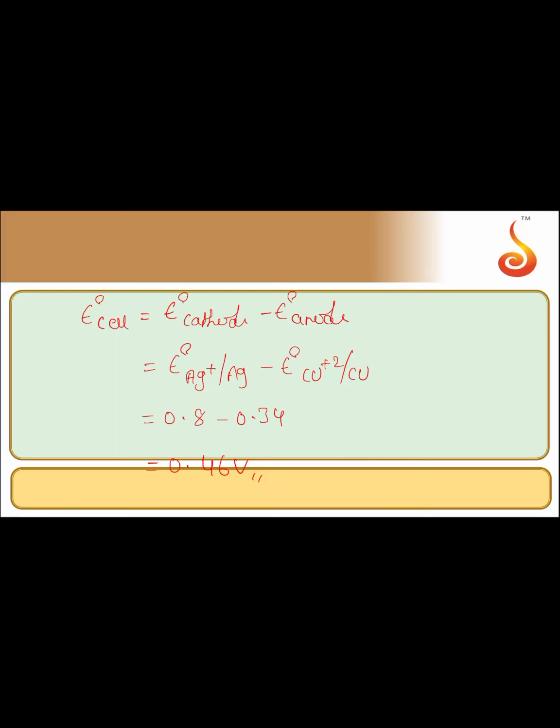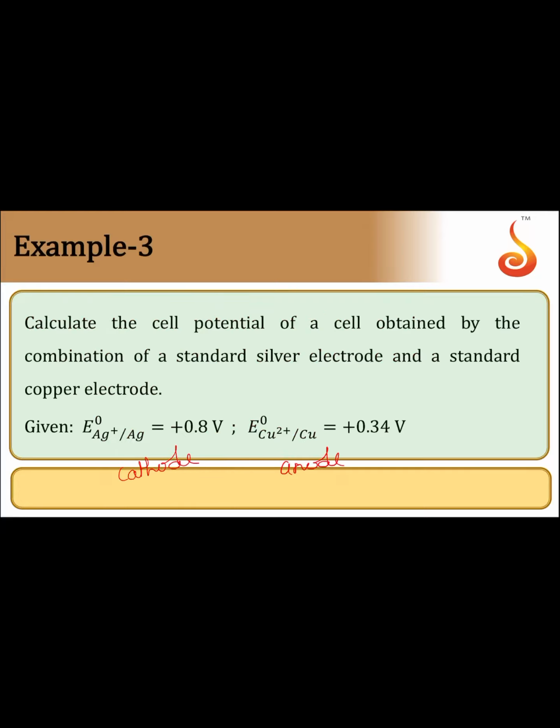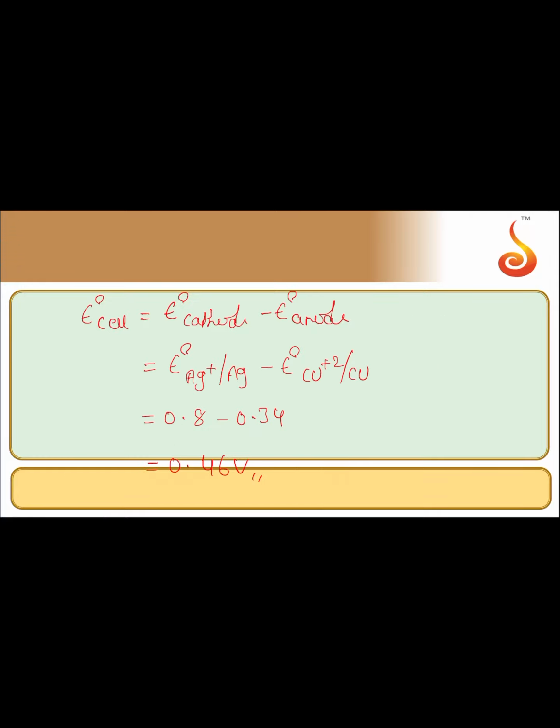Anyway, it is a standard cell, because the silver electrode is a standard silver electrode and the copper is also a standard copper electrode. So standard means Ag+ concentration is 1 molar, Cu2+ concentration is also 1 molar. So the electrode potential is also equal to 0.46 volts.